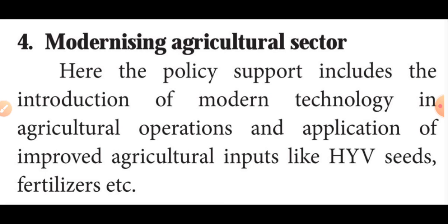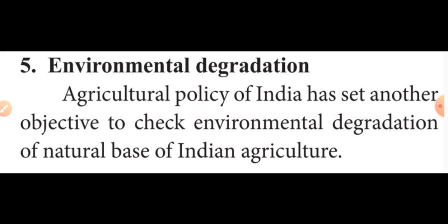Then the fifth objective, very good, is environmental degradation. The Indian agricultural policy was set up to check environmental degradation and natural calamities. That means the Indian agricultural policy not only improves the production and living standard of farmers, it also checks environmental pollution. And it helps the farmers during natural calamities.